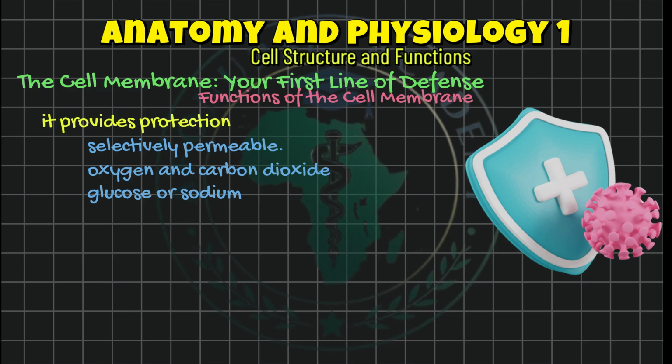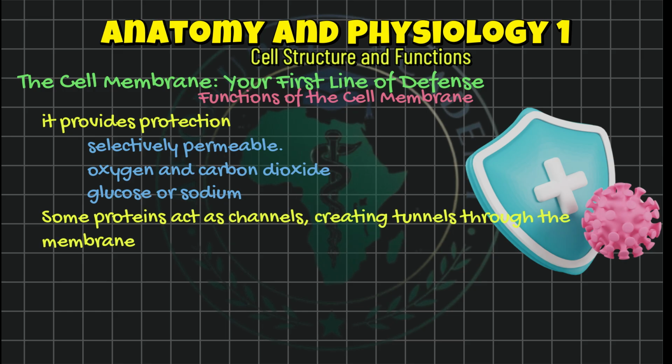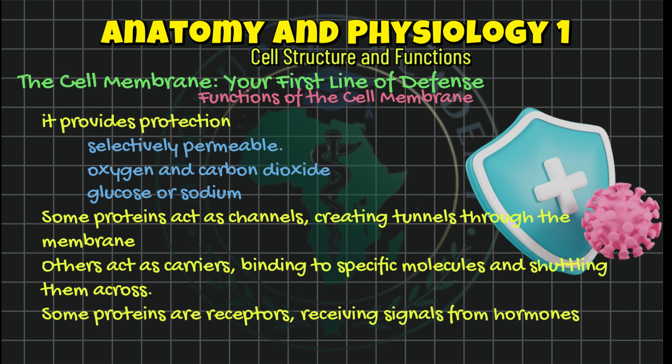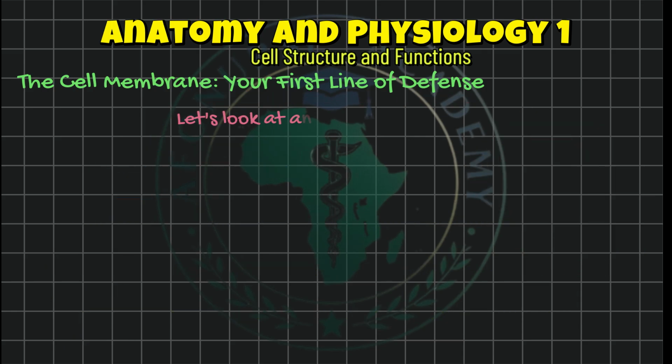This is where those membrane proteins come in. Some proteins act as channels, creating tunnels through the membrane. Others act as carriers, binding to specific molecules and shuttling them across. Some proteins are receptors, receiving signals from hormones. And some are identifiers, like name tags that tell your immune system, hey, I'm part of this body, don't attack me. Let's look at an example.